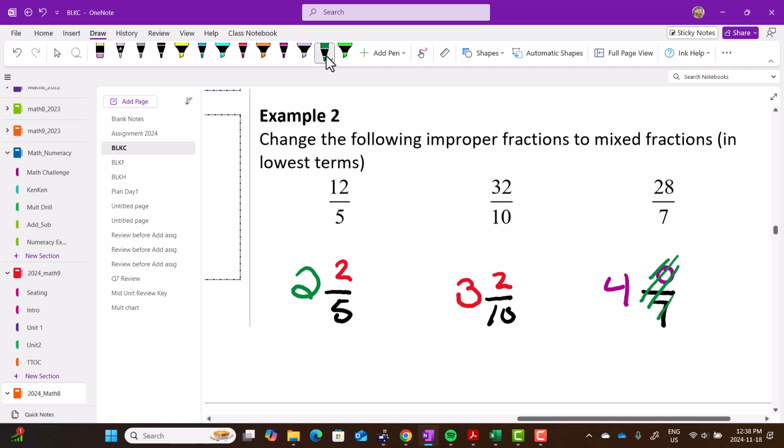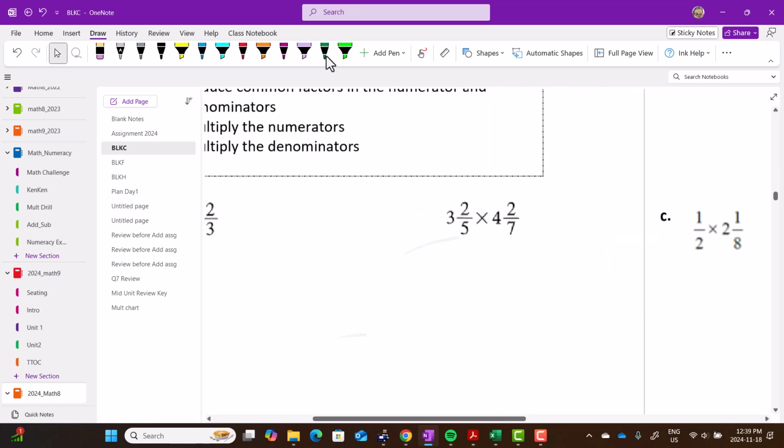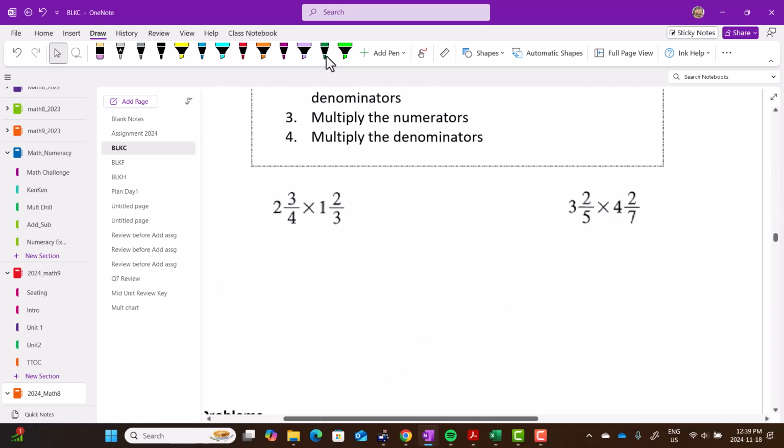Remember, a fraction is simply a division statement. 28 divided by 7 is 4. 4 perfect times. There's nothing left over. So the answer is just 4. Okay, now let's practice multiplying. We're not going to do all these questions. We're going to pick and choose some of them to do.